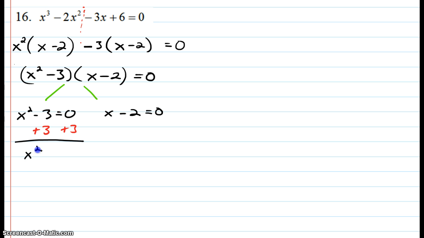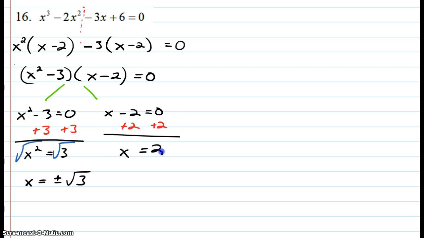So we get x squared equals 3. Now we need to get rid of the square. So we square root. So now I get x equals plus or minus the square root of 3. Here, I would add 2 to both sides. And I end up with x equals 2. So my answers are plus or minus rad 3 and positive 2. So I have 3 answers, which is what I was looking for.